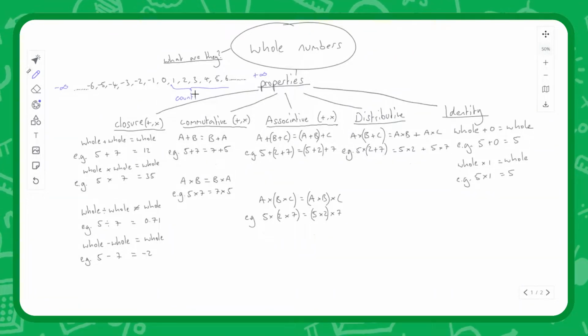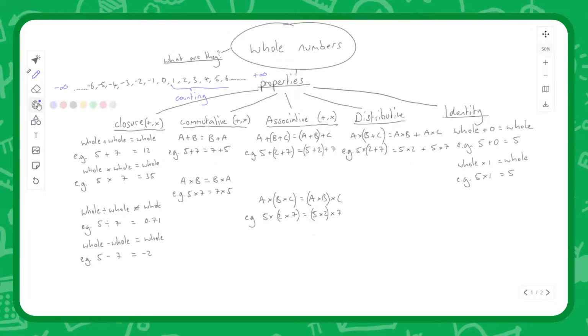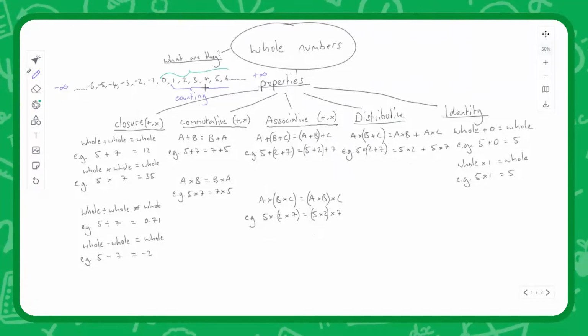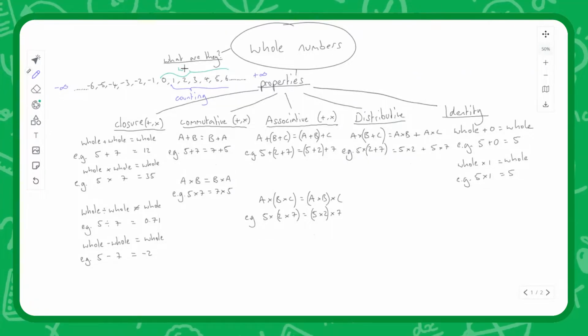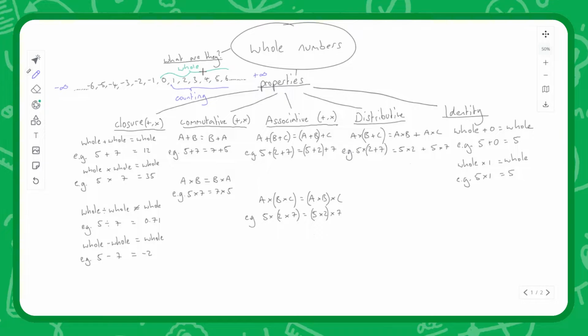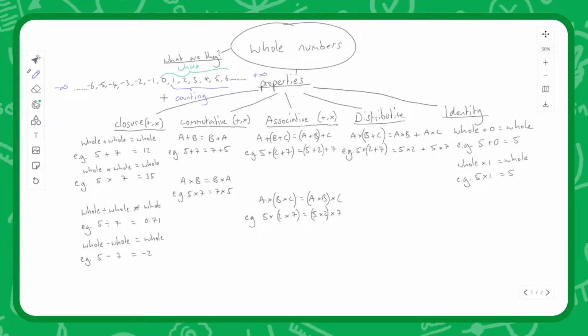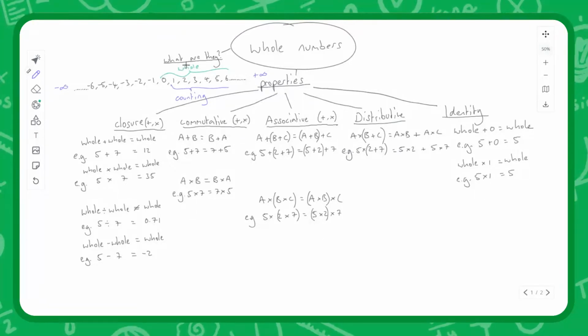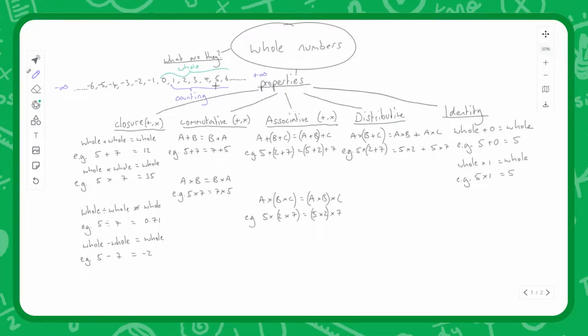Our second category is very similar to counting numbers, but these are what we're looking at today. These are our whole numbers. Whole numbers are the exact same as counting numbers, but they include 0. So again, 15 is a whole number. 15.1 is not a whole number because it contains a decimal point.